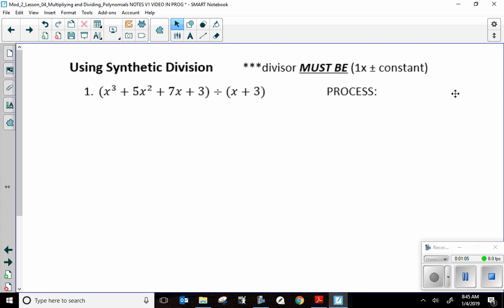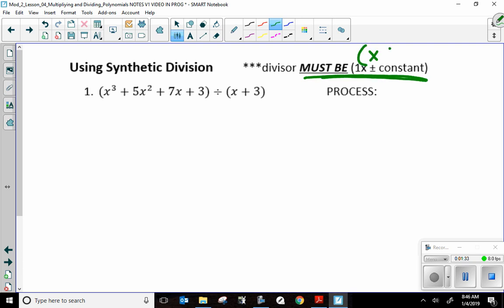Now, if this were a final and they did not tell you to use synthetic division and you had this problem right in front of you, x cubed plus 5x squared plus 7x plus 3 divided by x plus 3, and they said, evaluate this, you can use any division. You can use reverse tabular. That's fine. I'm going to show you another way, but again, you must have 1x plus or minus some number. That's just going to make life easier.